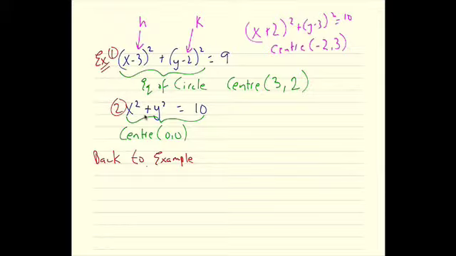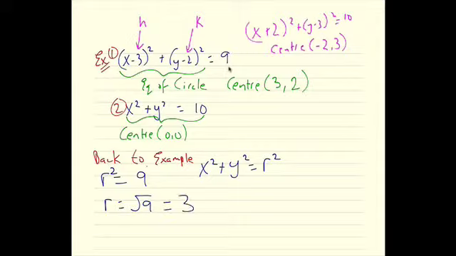Okay, what's the radius of our circle here? What's the radius of this circle? No, that's r squared equal to 9. Remember, the equation of the circle is x squared plus y squared equals r squared. So if you see a number here, it's r squared. So r is equal to the square root of 9, which is equal to 3.